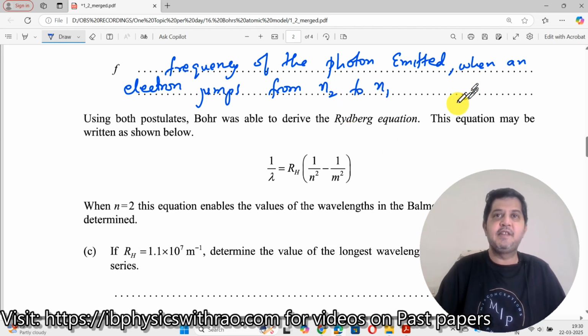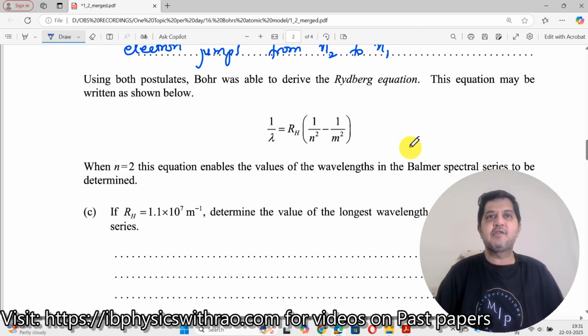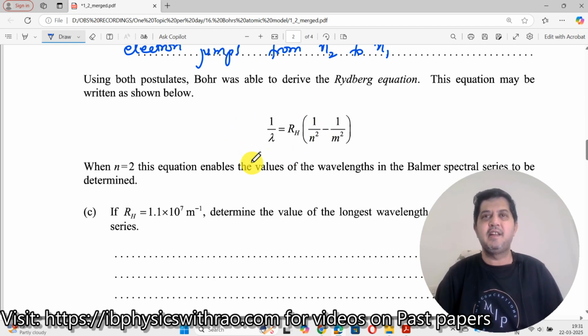Now we have seen this also. Using both the postulates, Bohr was able to derive the Rydberg equation. So there is some equation he has proposed. Don't worry, you have not studied this, but it doesn't matter, he has already given you the equation. These kinds of questions can be asked. The equation may be written as shown.